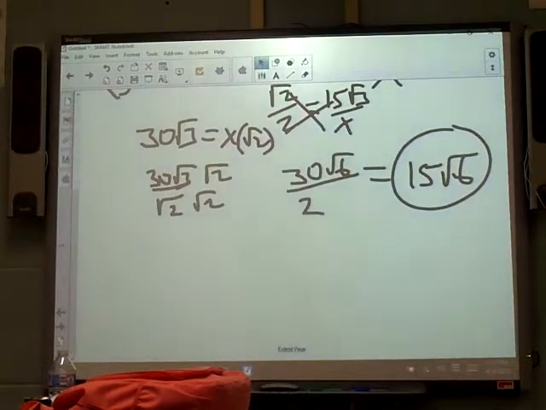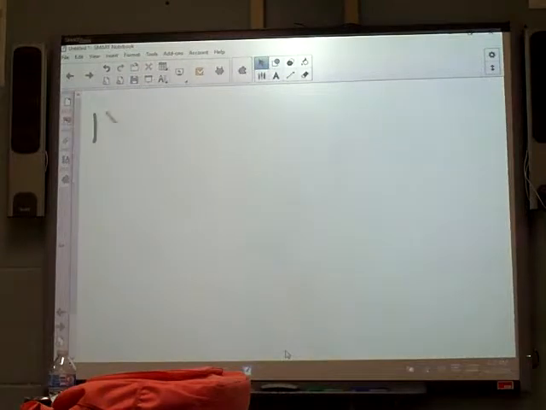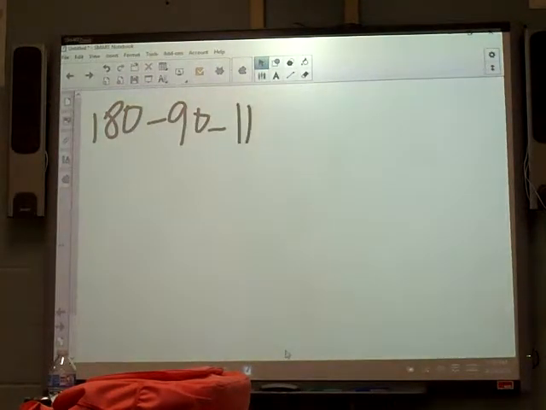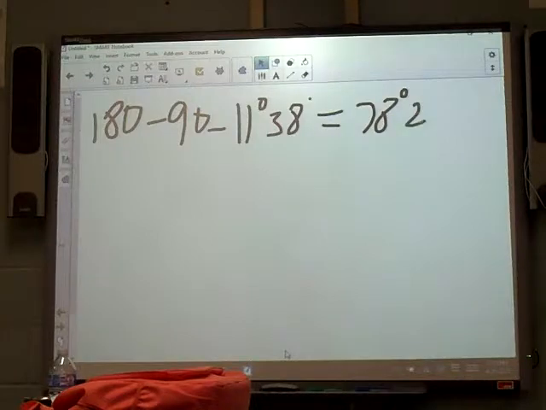Number 18, we've already done a couple like it on 5 and 6, but we'll knock it out again real quick. They give us angle A. So to find angle B, I know I got an angle A and I got C is 90. So I'm going to do 180 minus 90 minus A, which is 11 degrees 38 minutes. And that ended up getting me 78 degrees and 22 minutes.